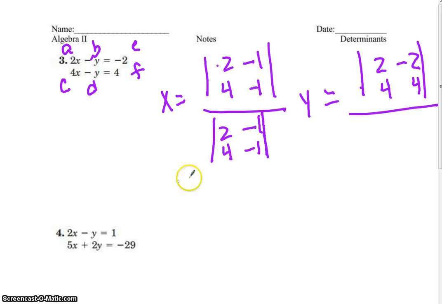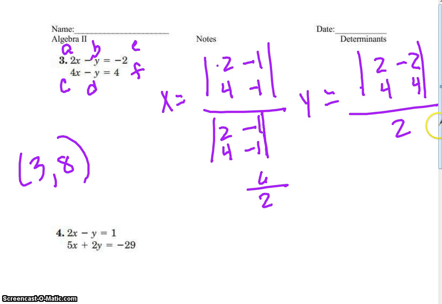So you're going to say 2 times negative 1 is -2 minus -4, so that's going to be a -6. Negative over negative is a +6 over -2 minus -4, which is a +2. So you have 3 for your x value. Over here you're going to say 2 on the bottom again. 8 minus a -8, so that would be 8 plus 8, which is 16, divided by 2 is 8. 3, 8 is your answer.